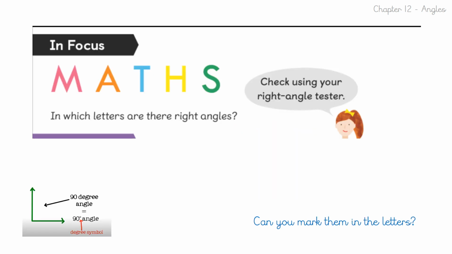We're going to start by going on a right angles hunt. I'm going to ask you to mark in the letters all the right angles you can find. So, pause the video, write maths in capital letters and mark all the right angles you can see. Please make sure you're only marking the right angles. Remember, right angles are 90-degree angles. Feel free to use your right angle tester if needed.